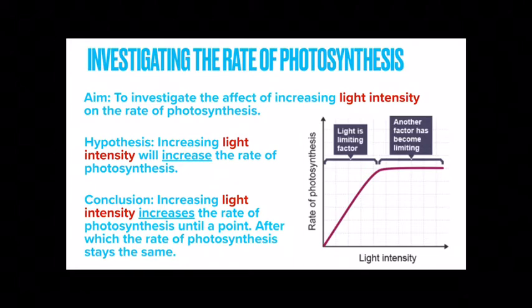I've increased light intensity even further, but yet the rate of photosynthesis has stayed the same. Therefore, the light intensity in the second half is having no effect on the result. So it cannot be the limiting factor. There must be something else limiting it.